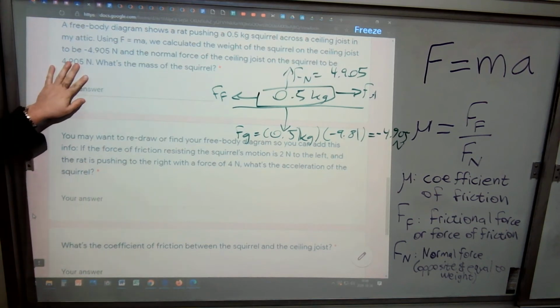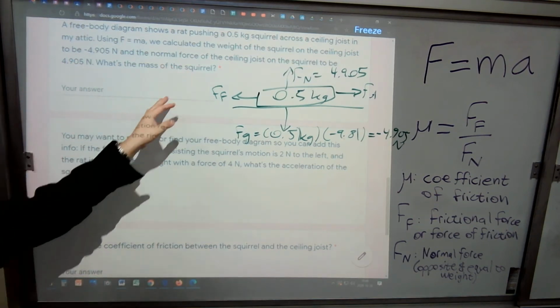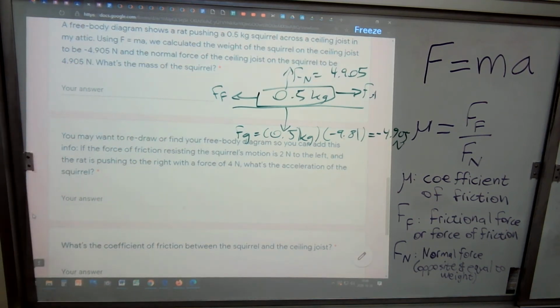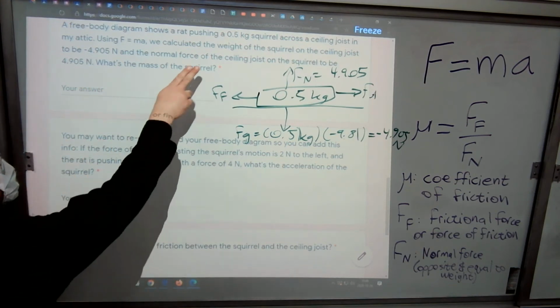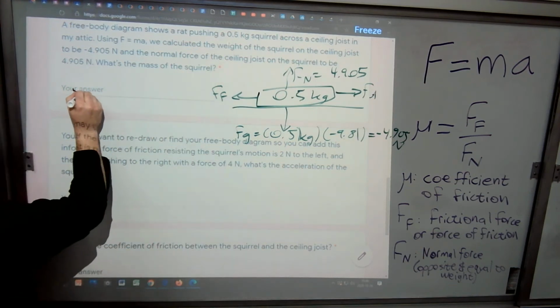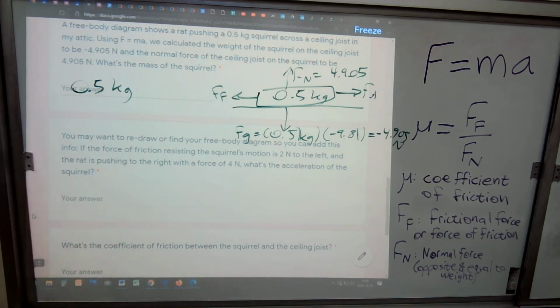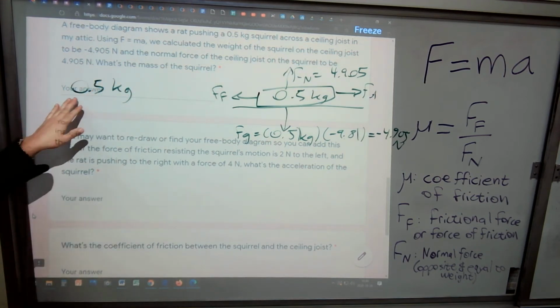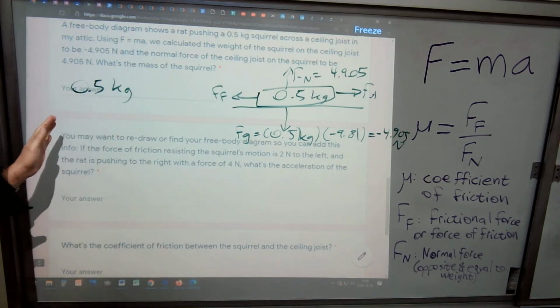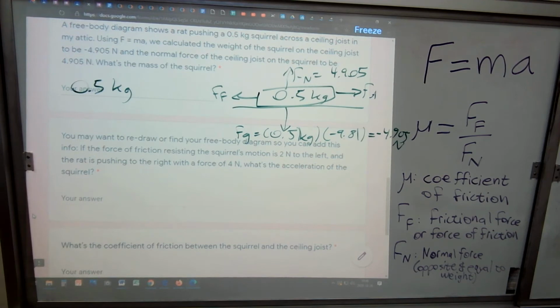This question tried to trick you. It asked, what's the mass of the squirrel? Mass is in kilograms. It already gave you the squirrel's kilograms. It said 0.5, and that's the answer. I had required it to say 0.5 kilograms, but I changed it so you can just put 0.5 and it's fine. I did not think of that. Anyway, first question, good.